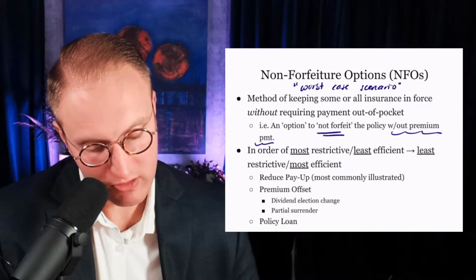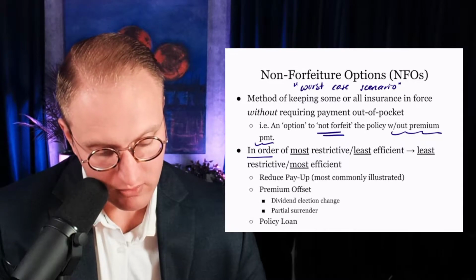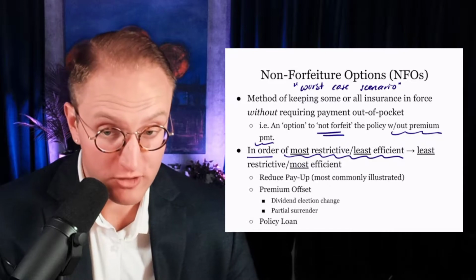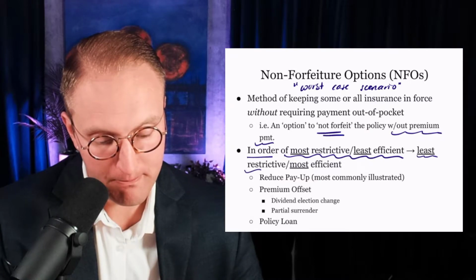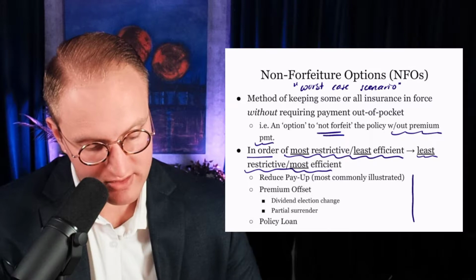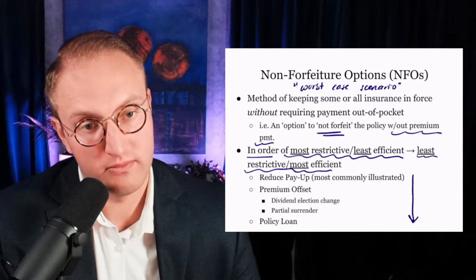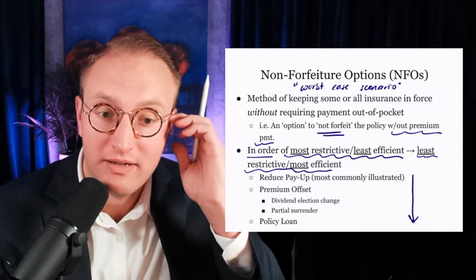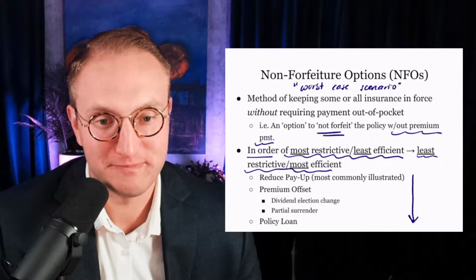What to do when things go wrong. We're going to talk about them in a particular order. We're going to refer to the most restrictive, least efficient non-forfeiture options first, and then we're going to move to the least restrictive, most efficient later. As this list goes down, it's essentially in a rising order of preference. The later ones are more preferable, in my view, but we'll explain why.